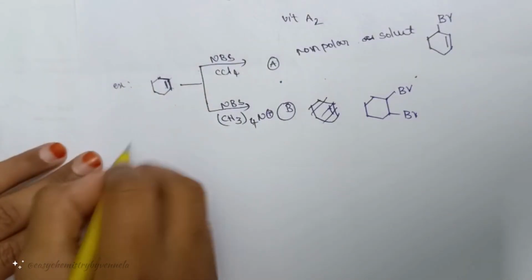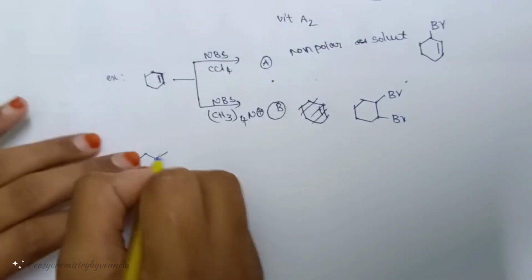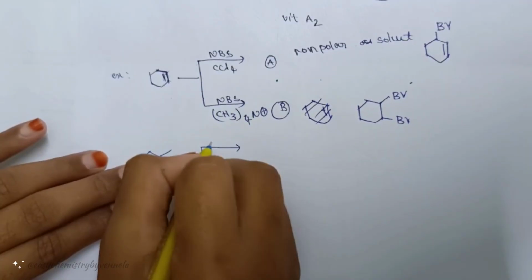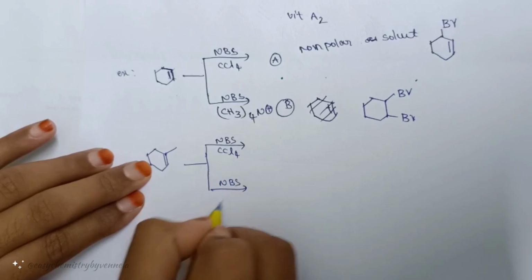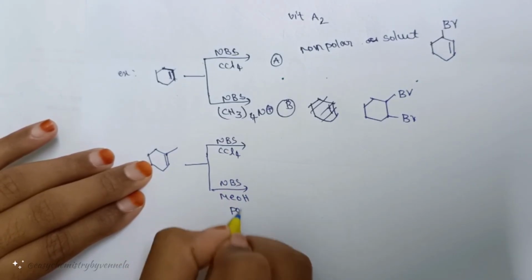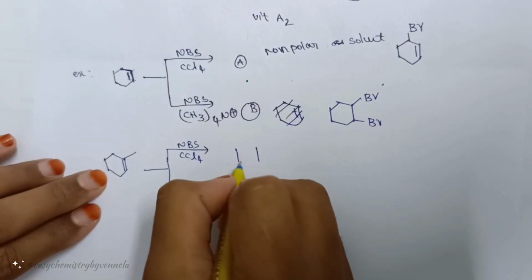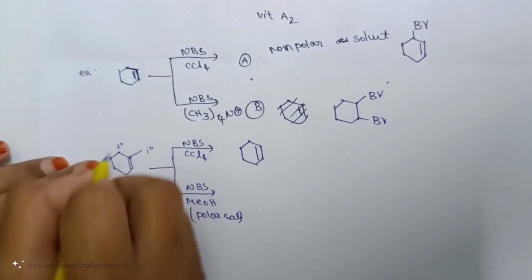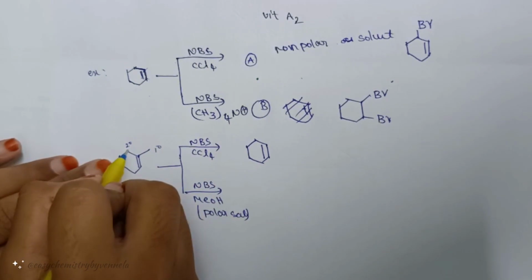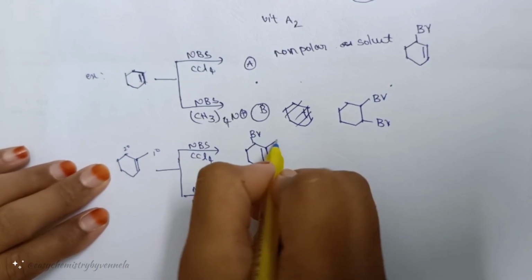Next one, NBS with methanol, which is a polar solvent. Here, where will the bromine attack? This is primary, this is secondary. Primary allyl position, secondary allyl position. So, where will the bromine attack? Bromine attacks only the secondary allyl position. I think you remember this order.